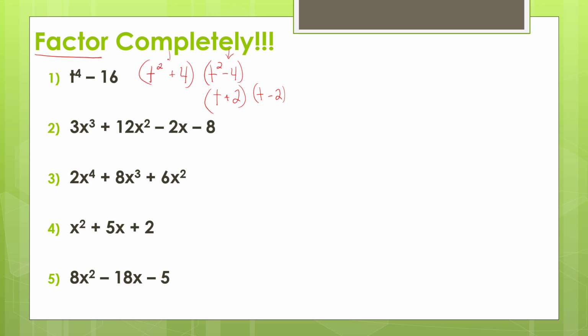Now our other binomial that we had has an addition sign, which means it's not a difference. So we don't have to worry about difference of two squares. We simply bring it down. And those are our factors.